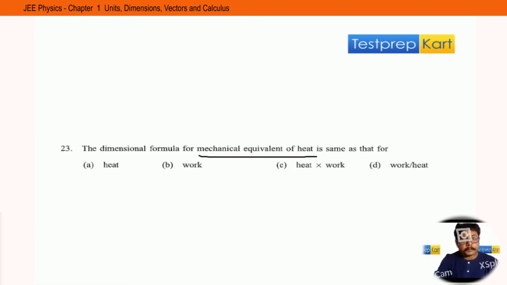Otherwise, it will be tough for you to solve the question. So, how can you make it in that way? Generally, we can say a dimensional formula of the mechanical equivalent of heat. Mechanical equivalent of heat means amount of work by unit of heat. Clear?